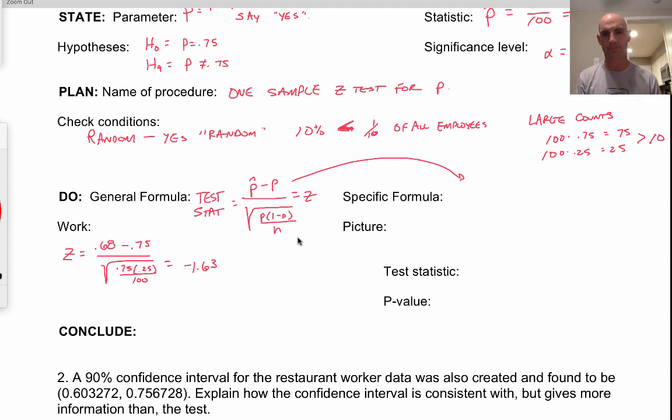So let's draw a picture. Curve. What we're looking at is, here's negative 1.63. But what we're talking about is does it differ? And so we're actually looking at this above as well. So we're actually looking at the probability of this or this happening because we're thinking about it being different from the null. So this is what makes it two-sided.